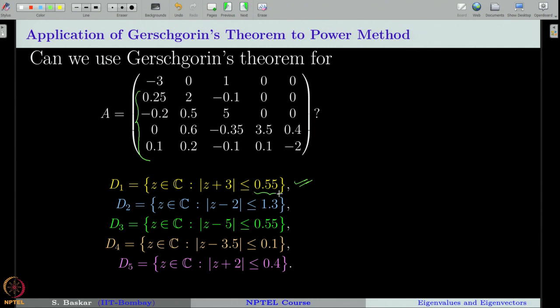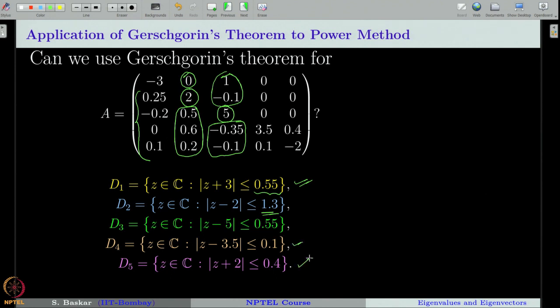In this particular example, it may be that A transpose sometimes gives worse information than A, but in this case, A transpose seems to be giving better information than A. Similarly, for D2, again you have to take the diagonal element 2 as the center of D2, and now the radius is computed along the column elements. In that way, we got 1.3 for disk 2, and similarly, disk 3 has radius 0.55 again, and the center is at 5, and similarly the other two disks.